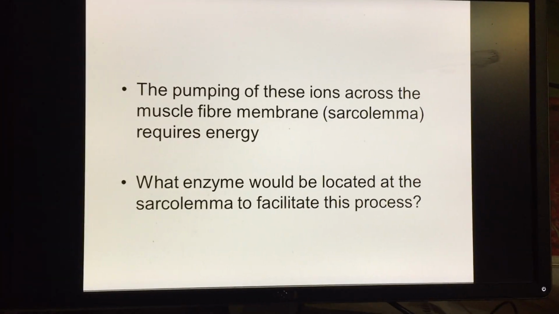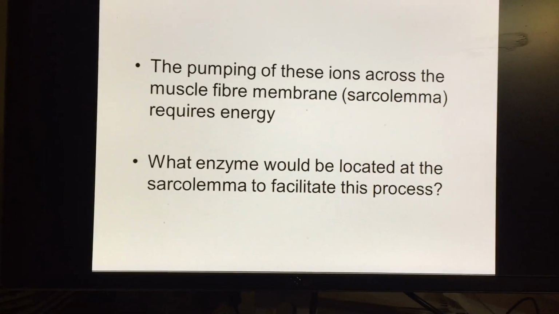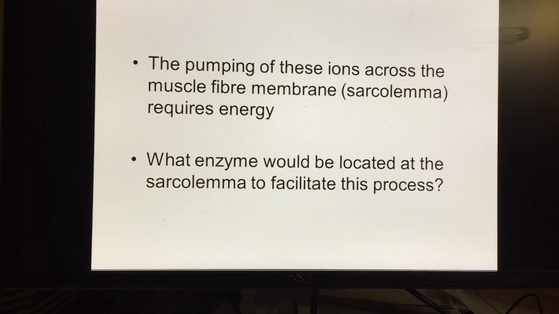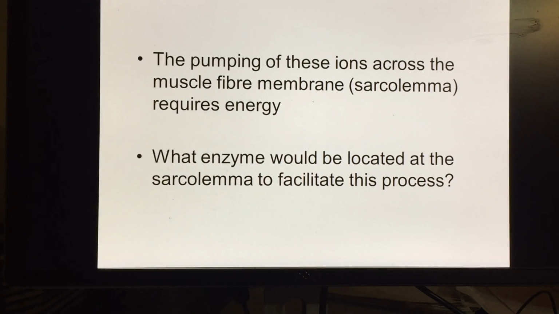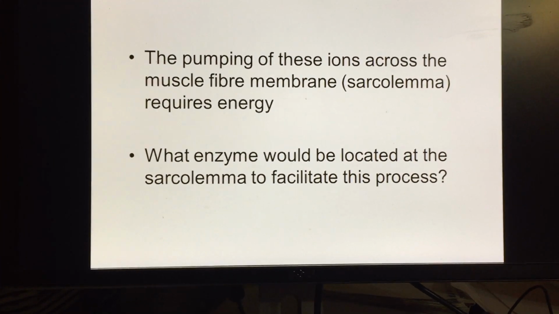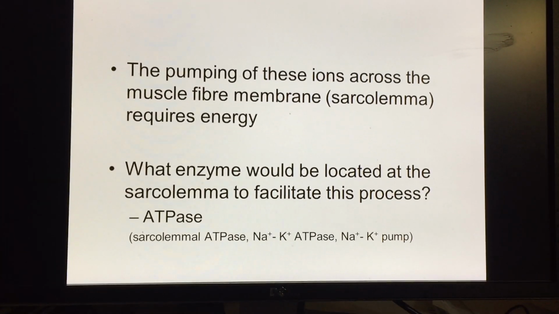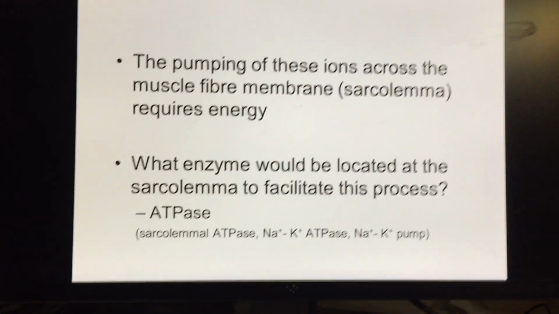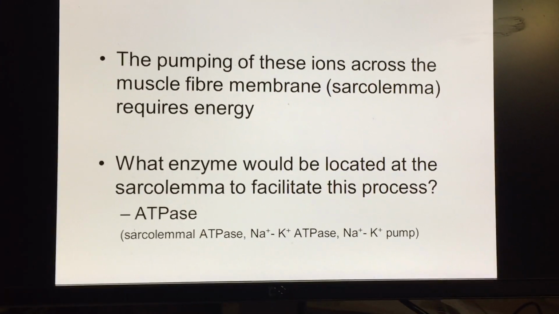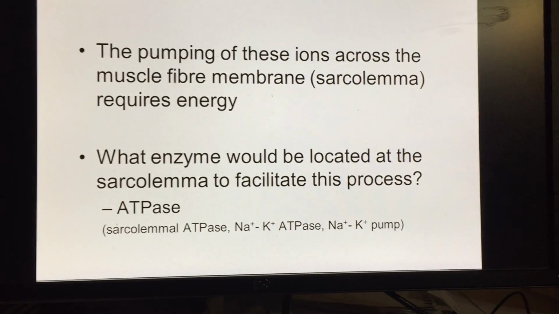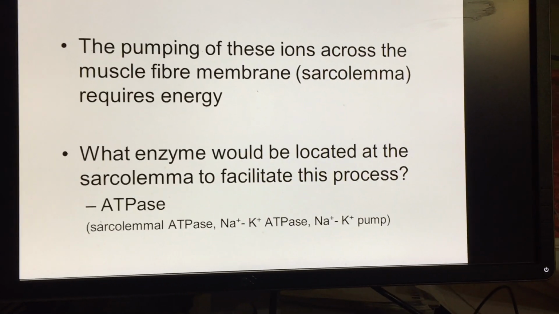The pumping of these ions across the muscle fiber membrane during recovery from contraction requires energy. So the question here is, what enzyme would be located at the sarcolemma, the muscle fiber membrane, to facilitate this process? So the answer here would be ATPase. The ATPase is that enzyme that breaks down ATP and gives you energy. So the pumping of these ions across the membrane in recovery requires energy, so it requires the breakdown of ATP.